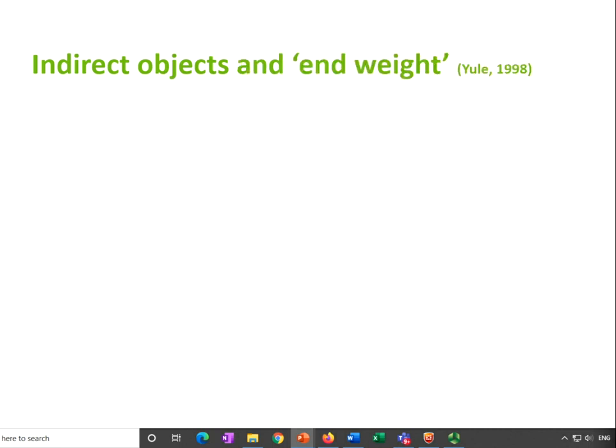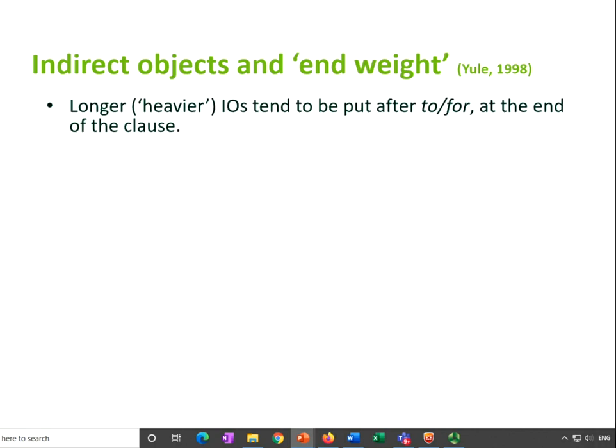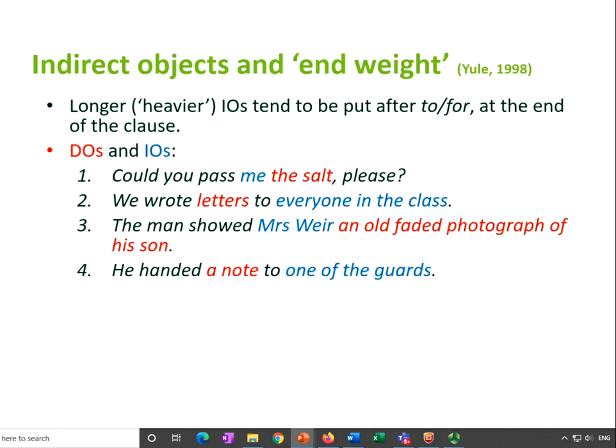Okay, a little bit more on indirect objects and what's called end weight. So longer indirect objects tend to be put after to or for at the end of the clause. So if you look at these examples, the direct objects in red, the indirect objects in blue: could you pass me the salt, please? We wrote letters to everyone in the class. So everyone in the class is longer, so we would probably say it like this rather than we wrote everyone in the class letters, just because it's longer.